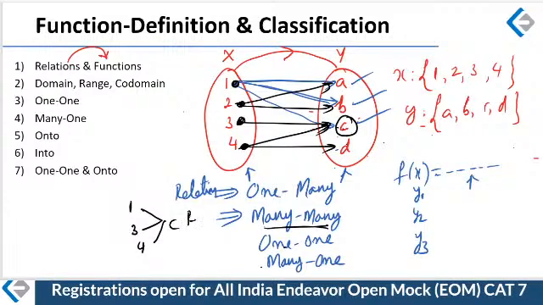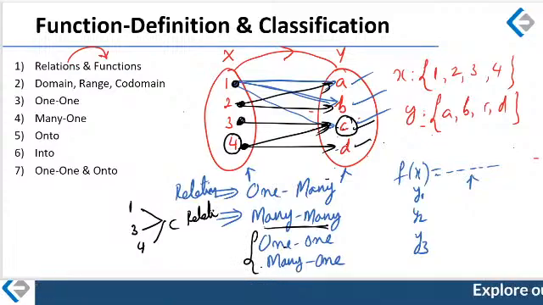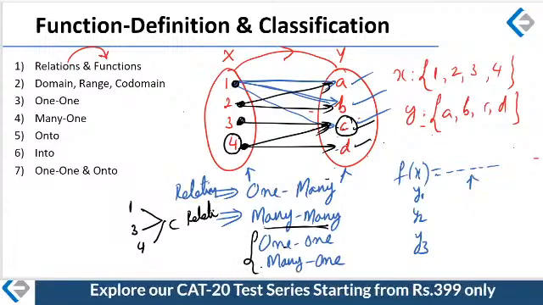This is also a relationship. Why? Because you give one input of X, called 4, and it has given 2 outputs here, C and D. Therefore, that's also nothing but a relationship. Now, the remaining 2 are functions. One to one is a function. Many to one is a function. Let me explain what these functions are.